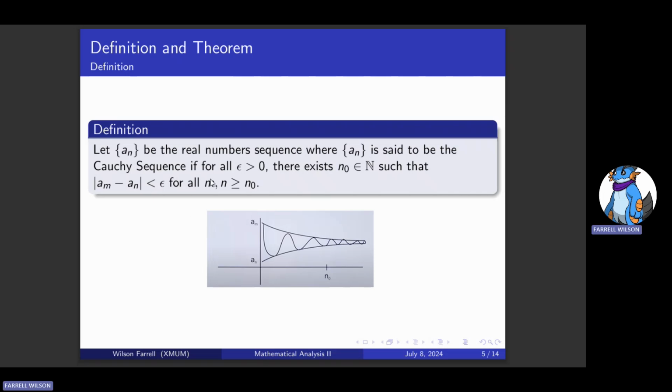And below here is an example of the graph of a Cauchy sequence. As you can see, here are the a_m and the a_n, and here are their progresses. And as you can see, as the progress goes, they slowly get closer and closer to each other. But no matter how far their progress is, they will never end up close to each other. They sure get closer, but they will never get close.